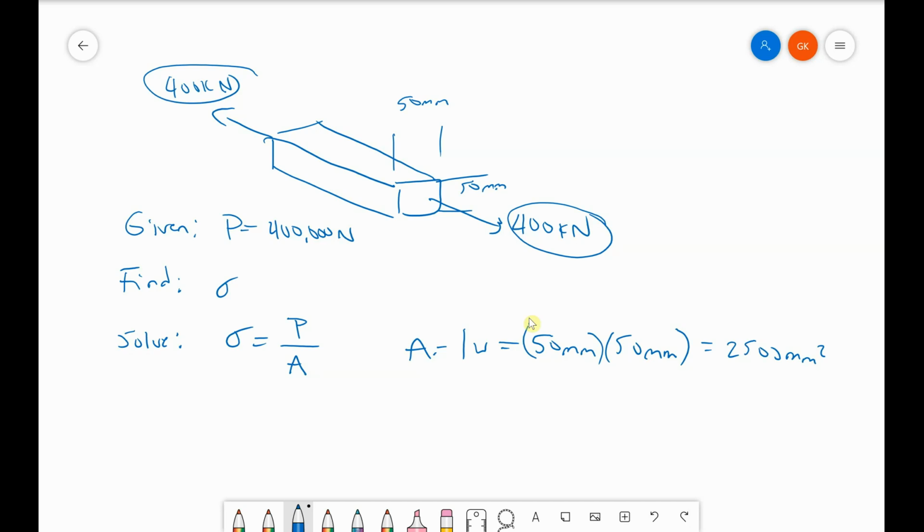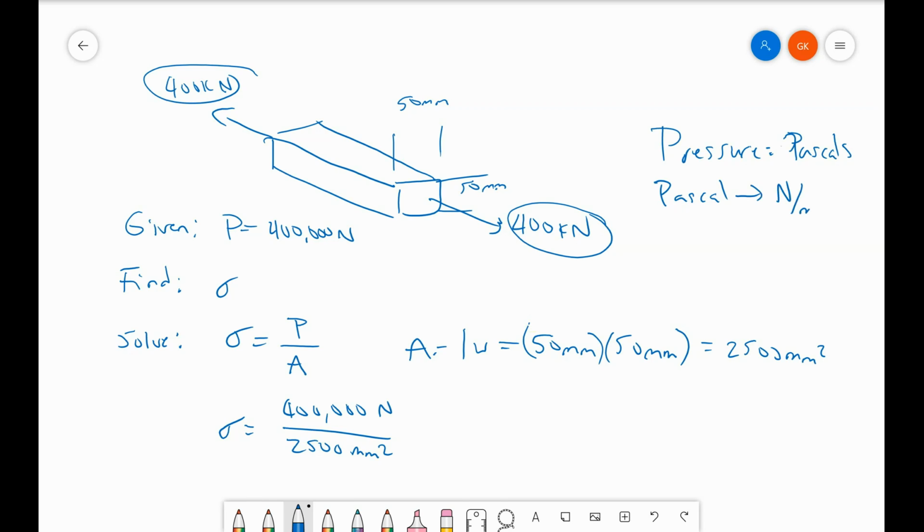Now, I plug all this into my original equation. Stress is equal to 400,000 newtons over 2,500 millimeters squared. Now, if you've checked your units on the conversion sheet I was giving you at the beginning of the semester, you probably see pressure. And that pressure, in metric at least, is measured in pascals. Well, a pascal is a Newton per meter squared. So our units are wrong. This is not a pascal right here. This is some sort of kilopascal maybe, or megapascal. Well, we're going to figure out what that is right now.